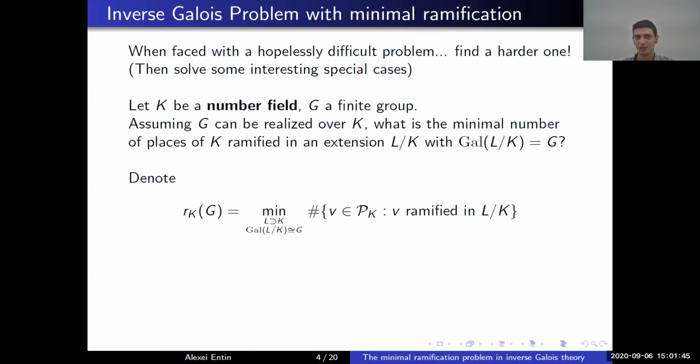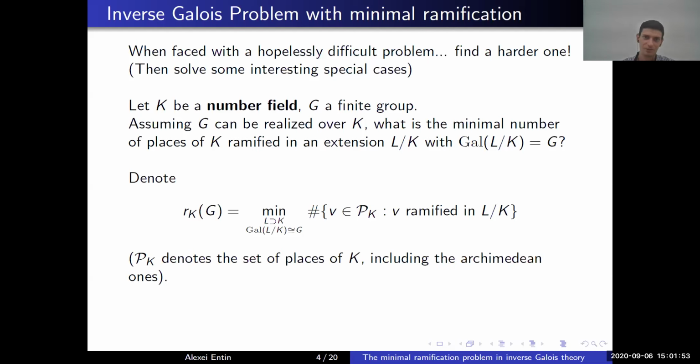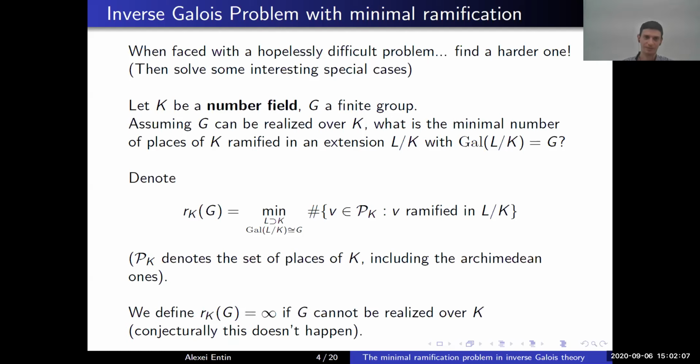So we denote by RKG the minimum of the number of ramified places in a realization of G. And so PK denotes the set of places of K, including infinite places, that are ramified in the extension. And we define RKG to be infinity if G cannot be realized. Then we conjecture this never happens.